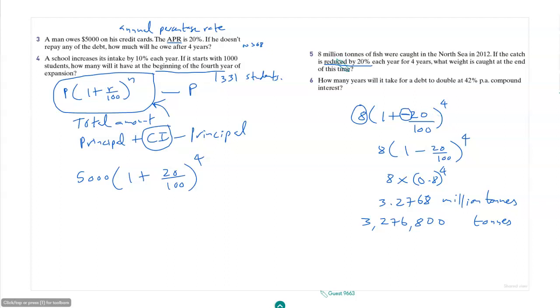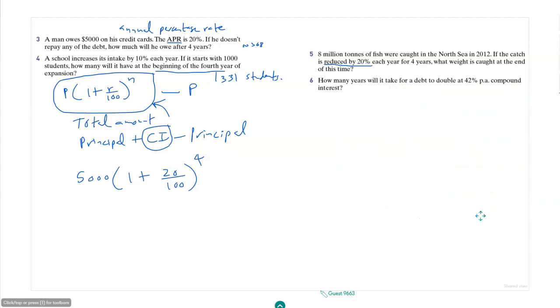Now, how many years will it take for a debt to double at 42% per annum compound interest? So here they are asking you how many years will it take for a debt to double at 42% per annum compound interest. In your textbook they ask you to find an approximate answer, not an exact answer. So this is how you need to do it.